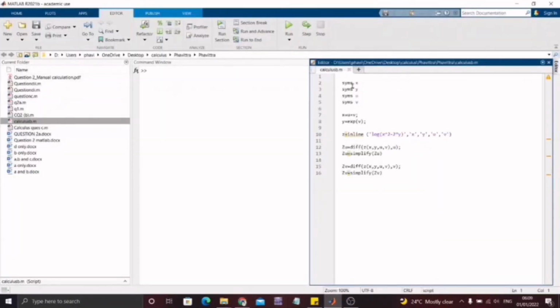So this is the simulation for question 2b. When I run the simulation, this is the output, and as we can see, the final answer for this simulation is negative 2u plus 2v minus 2 exponent bracket v over 2 exponent bracket v minus bracket u plus v power of 2.